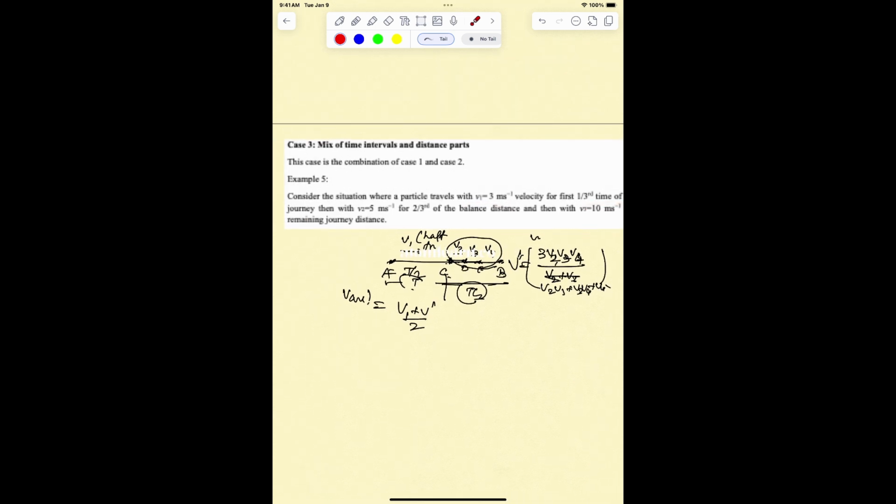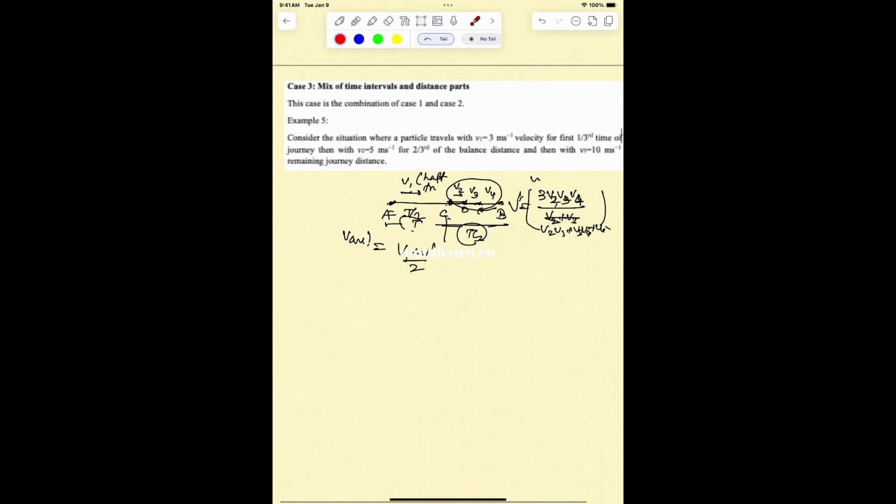The first 1/3 of the time of journey, then with v2 equal to 5 meters per second for the 2/3 of the balance distance, and then with 10 meters per second for the remaining journey distance. Let me draw the picture so that it will be clear to you. This AB is the journey.